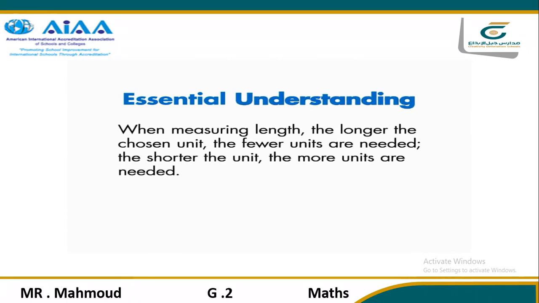The essential understanding for this lesson is, when measuring length, the longer the chosen unit, the fewer units are needed. The shorter the unit, the more units are needed. Previously, students used customary units to explore the inverse relationship between the length of a unit and the number of units needed to measure an object's length. In this lesson, students extend that concept to the metric system, as they measure the same object using meters and using centimeters.